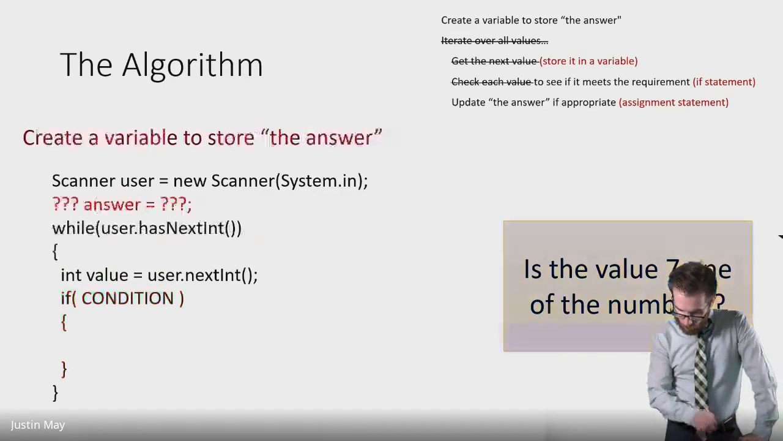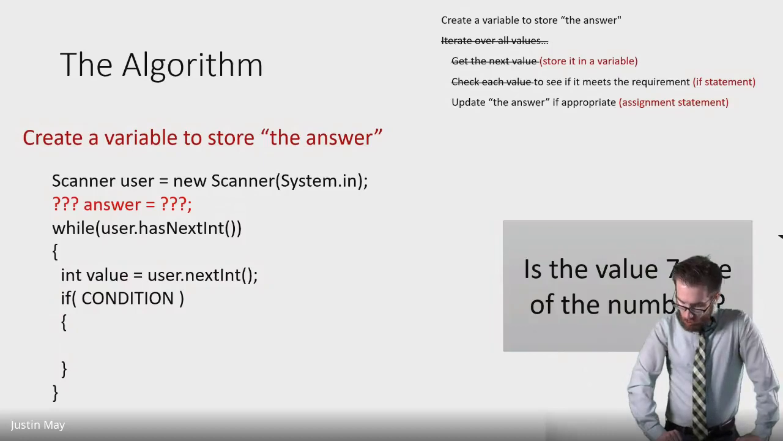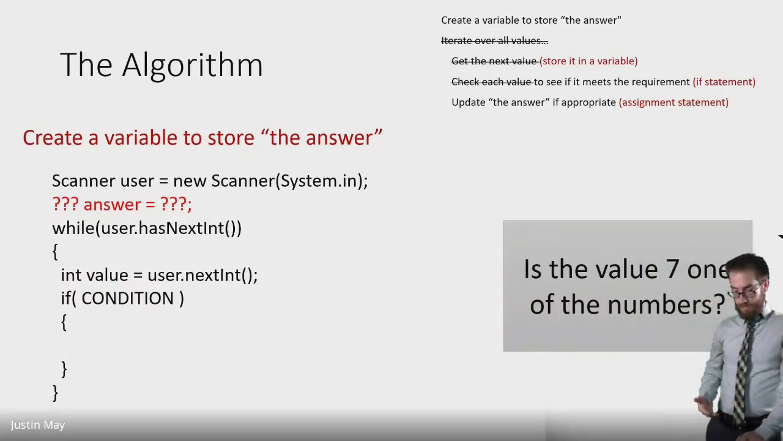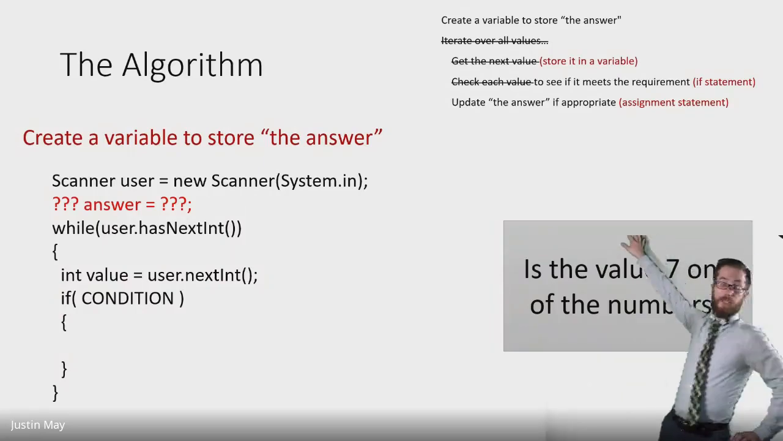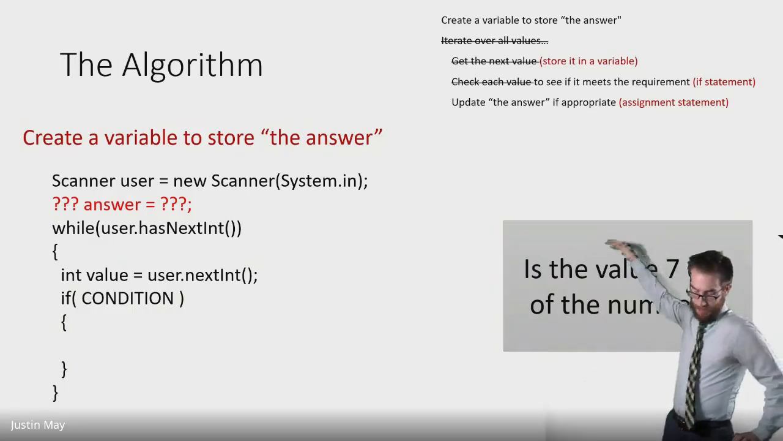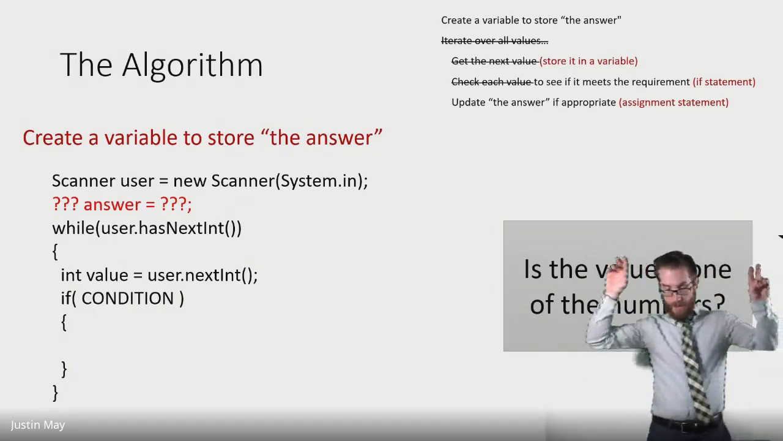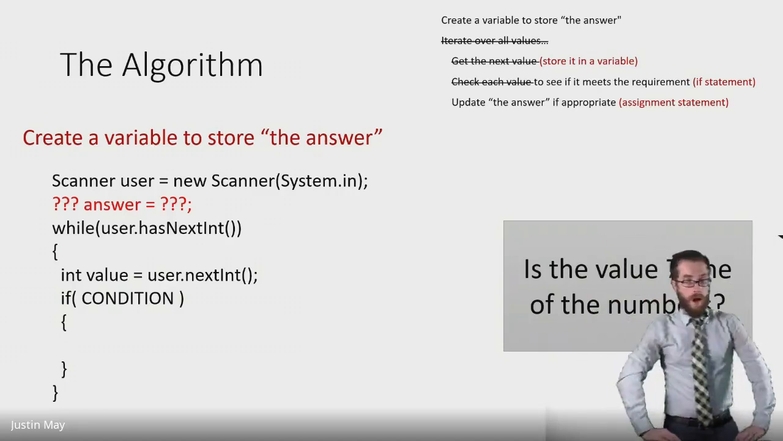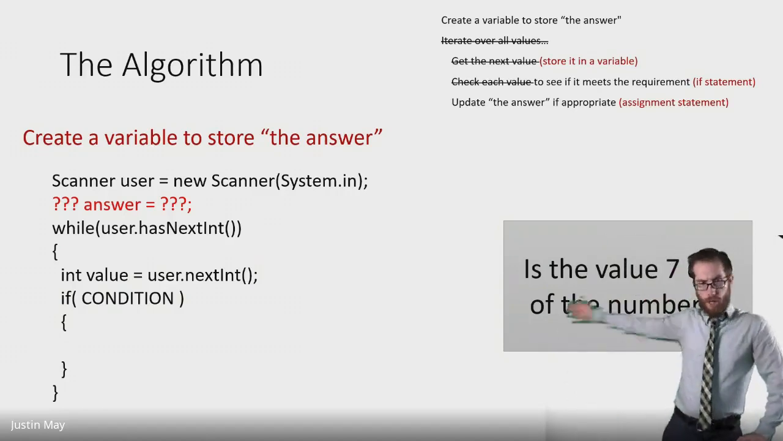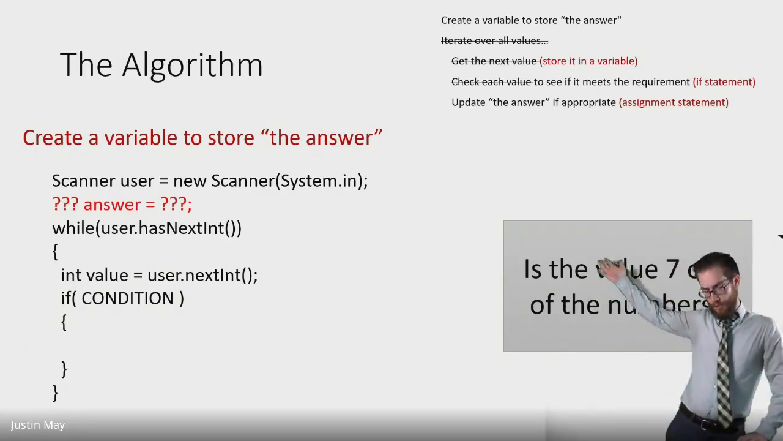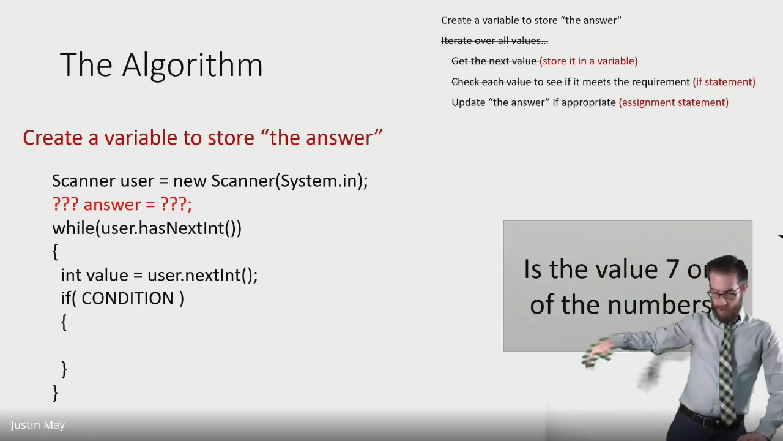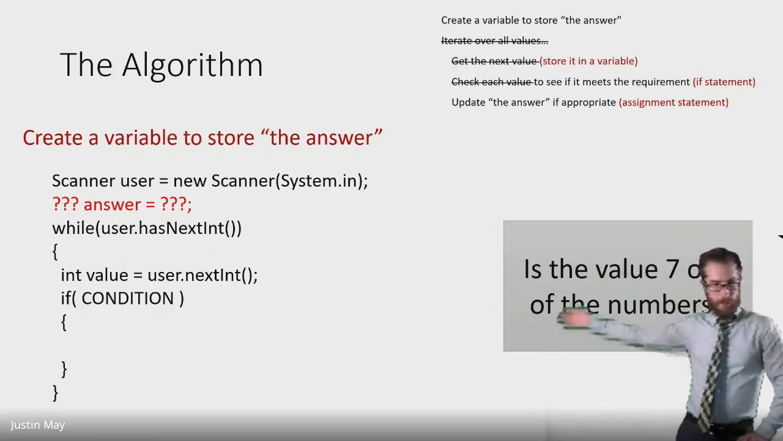So to solve this problem, to solve any problem, we need an answer. So this happens before the loop. We have to create an answer variable. So I'm going to call it answer. You could call it whatever you want. I'm calling it answer because that describes what it is. We're going to assign it a value, and then we have to declare the type of it.